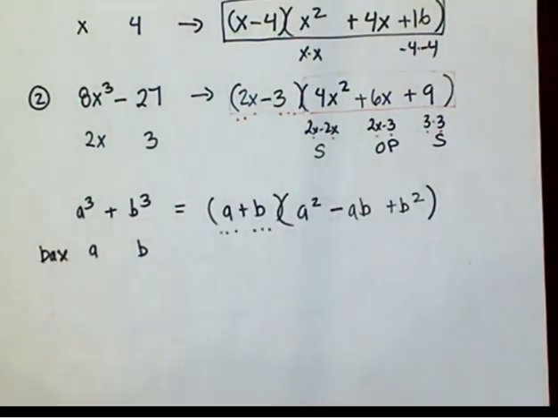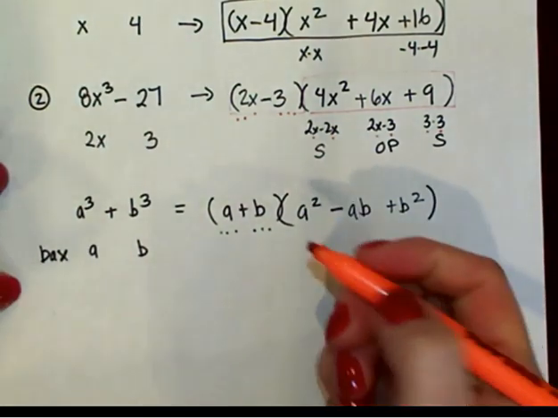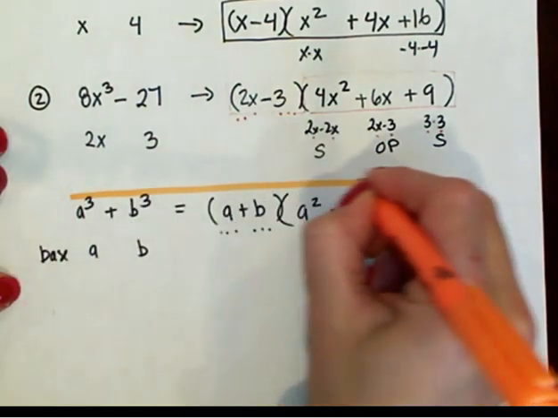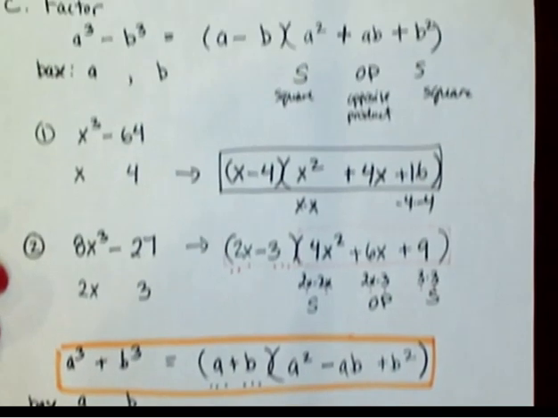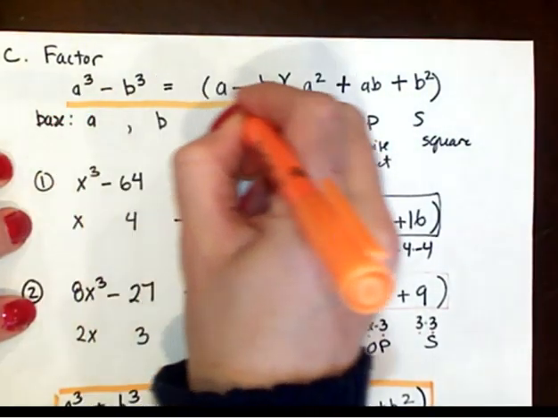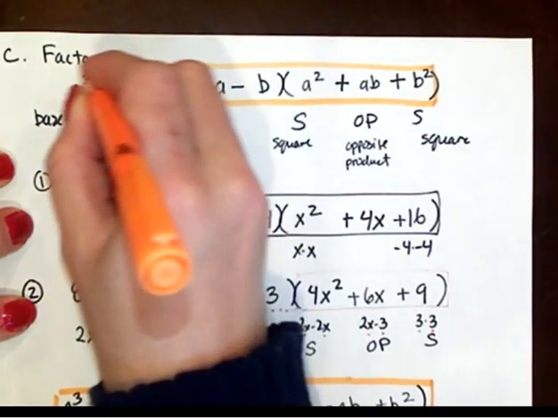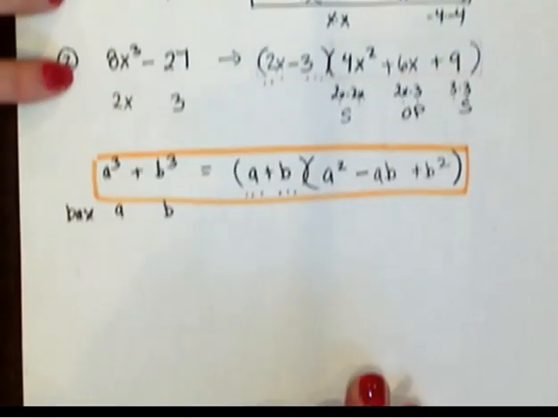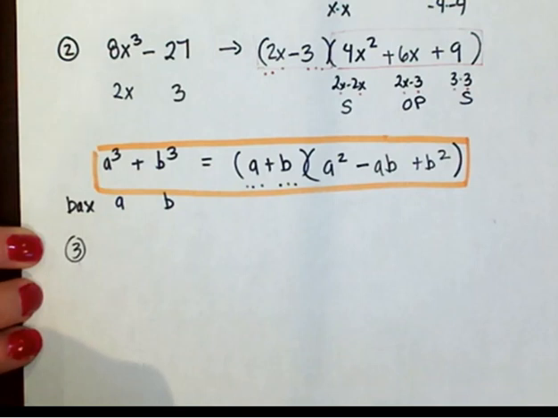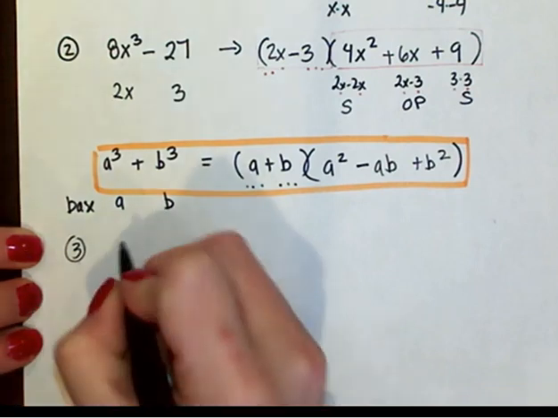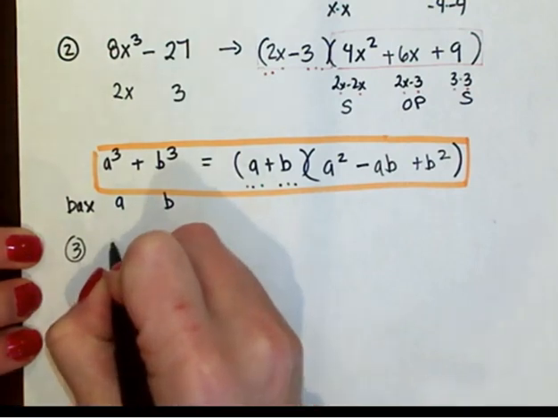Consider, these two formulas should be committed to memory. Okay, the sum formula and the difference formula. Okay, let's do one example. Perfect cube. Think back to that list.